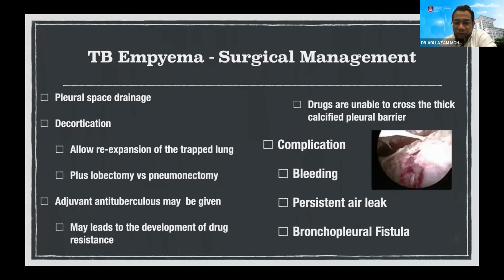Another complication that we have to be careful about during surgical intervention in TB empyema is bleeding, because you are dealing with inflammatory pathology. There is also persistent air leak, because we have frail lung tissue. At the same time, we do decortication, peeling the visceral cortex from the lung, so the air leak doesn't really seal. And the worst part, which we don't want to happen but most of the time happens in TB patients, is a not straightforward bronchopleural fistula.